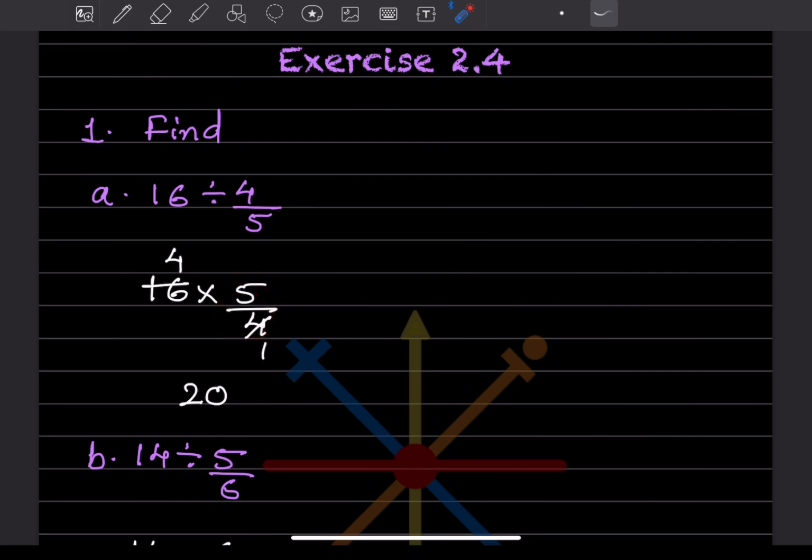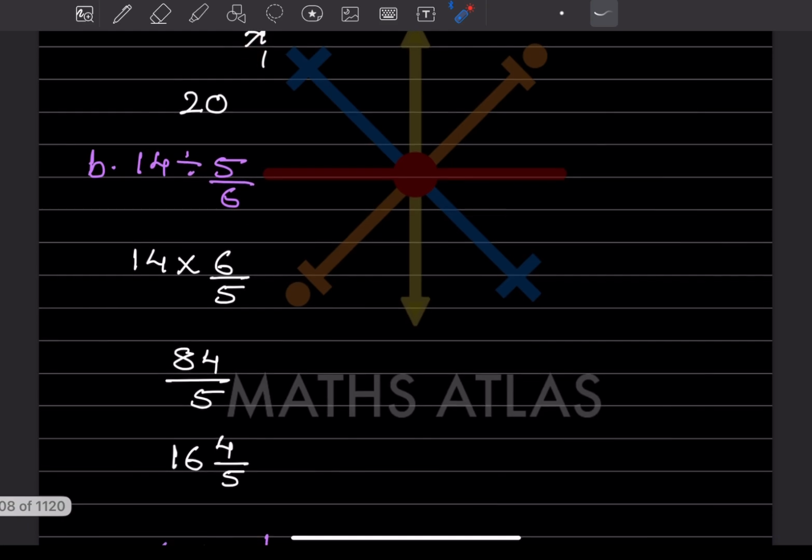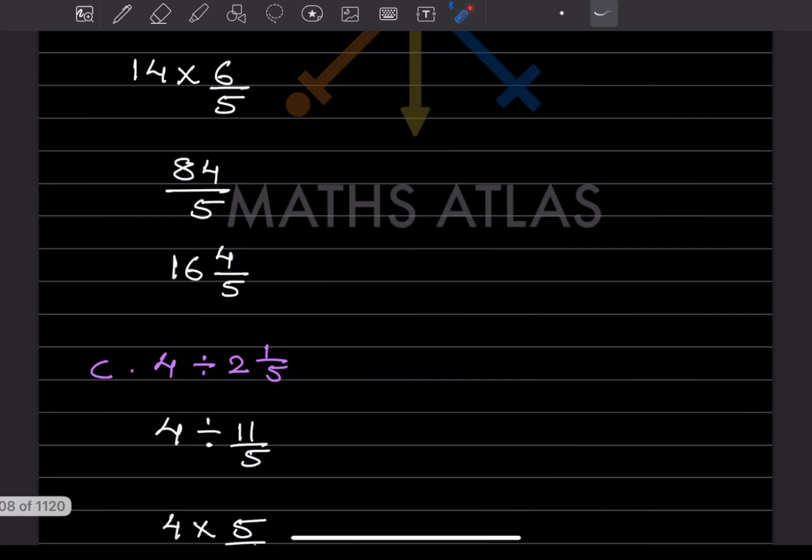Now we will simplify it. So that will be 20. Same here. This will be multiplication. This will get flipped over, 6 by 5. Here we cannot simplify. So we'll write here 84 by 5, which is the improper one. When you divide it, we get 16 integer 4 by 5.